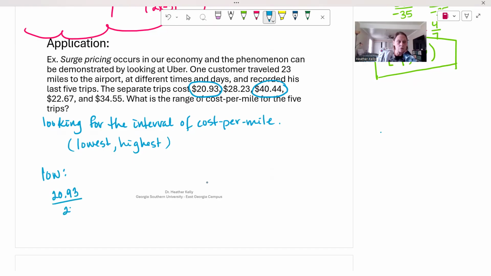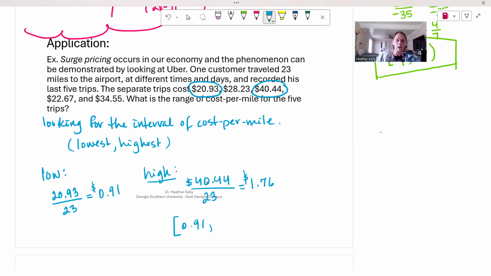Okay, so for the low, 20.93 divided by 23, right? Because that tells us what that cost per mile is, and that's 0.91 cents. And then the high, it's going to be that highest price, $40.44. You know you were mad when you got that bill. You're like, what the heck? It's usually around 20 bucks. And when you do that math, you get 176. So our range is going to be from, because we've actually paid these, I'm going to use brackets.